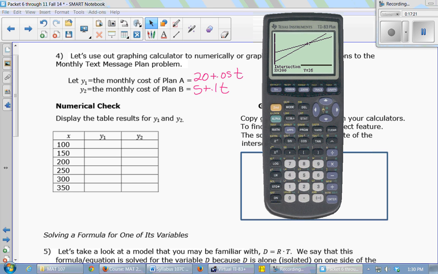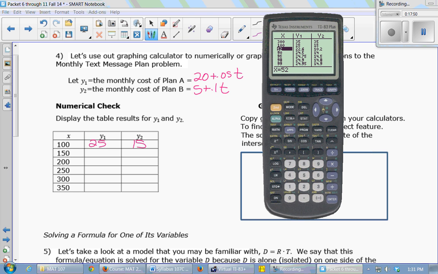So we can look at the table as well. So we go second table. If I type in 300 texts, 300 for X, you can see that Y1 and Y2 are both 35. So the cost is the same for those two. If I do something less than 300, like 100 texts, then my cost for plan A is $25 and plan B is $15.